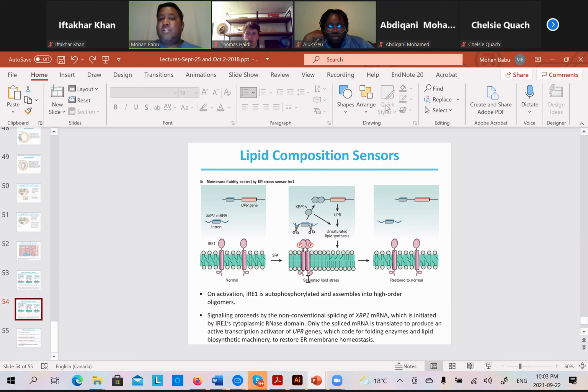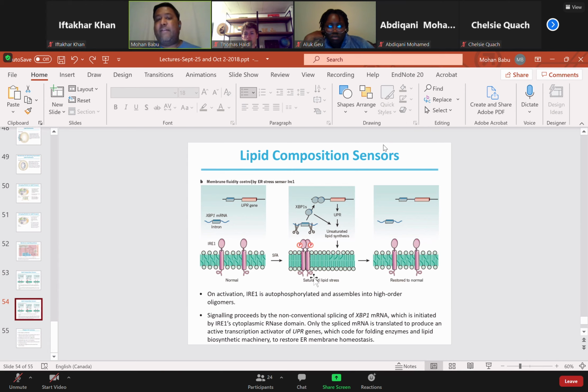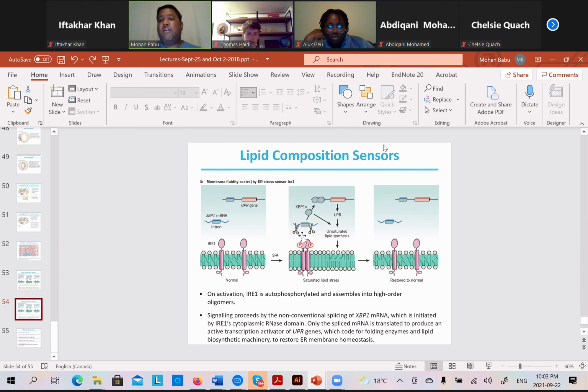But under stressful conditions, IRE1 autophosphorylates, and this is initiated by the IRE1 cytoplasmic RNase domain. Now the spliced mRNA is translated to activate the transcription of these UPR genes, the unfolded protein response, to restore the stress signal back to normal. Do you guys follow? So which means you have a normal state, and you have a lipid stress.